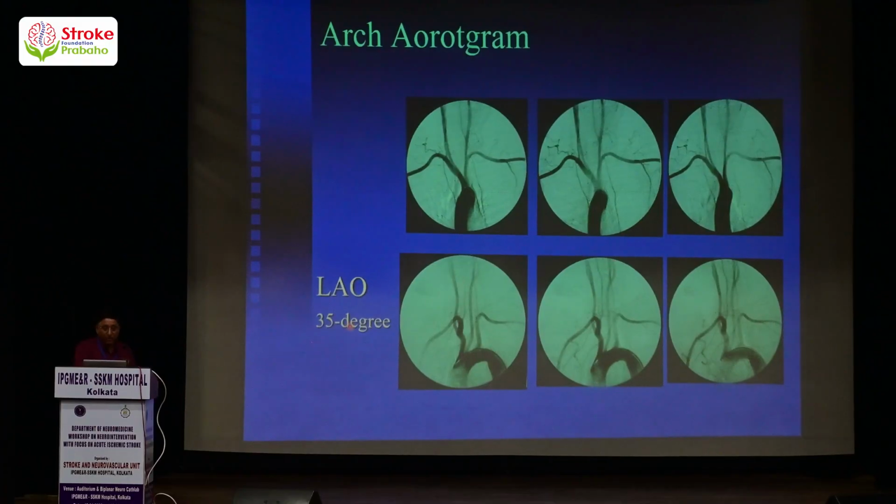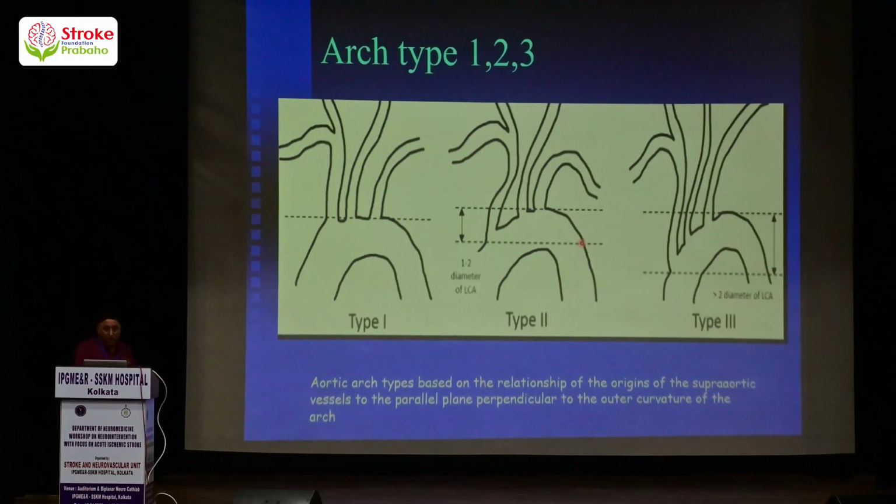So this is the kind of arch angiogram we usually take for the DSA. If you're single plane, you can keep your C-arm at a 35-degree angle. But if you're biplane, you can keep one arm in the left anterior oblique and the other arm in the right anterior oblique, and you can get good quality aortic angiogram.